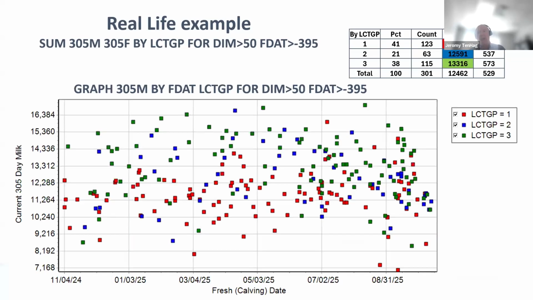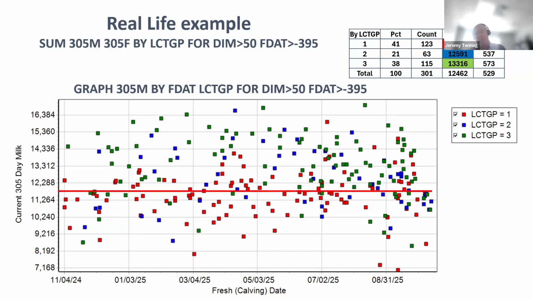So we're going to graph every cow that makes up that summary table. We've done that here. There are 301 dots on this graph. We're looking at 305 milk yield in this case. We could have used fat yield, so I'm not trying to advocate that this is the way to do it over fat. We had to pick one, so I picked one.